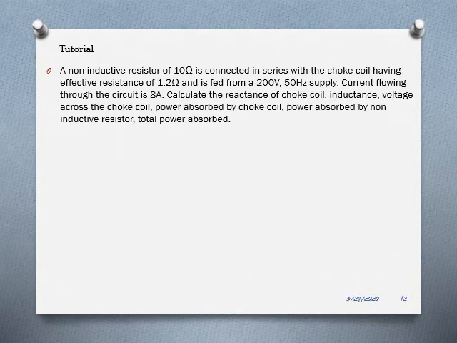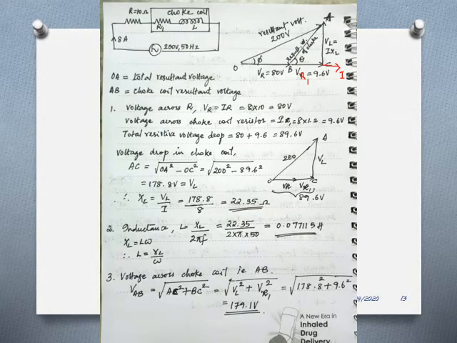Calculate the reactance of the choke coil, inductance, voltage across the choke coil, power absorbed by the choke coil, power absorbed by the non-inductive resistor, and the total power absorbed. So as said earlier, for such kind of problems, the two primary things that you should definitely draw are a circuit diagram and the phasor diagram.